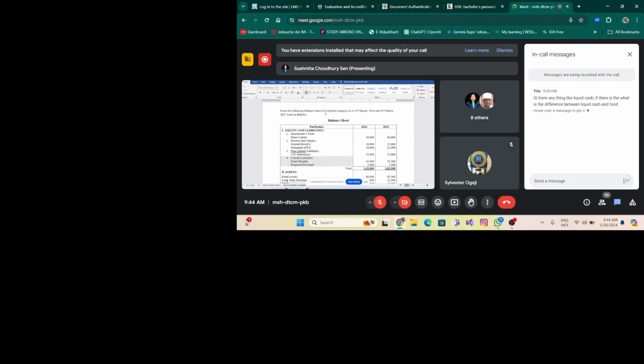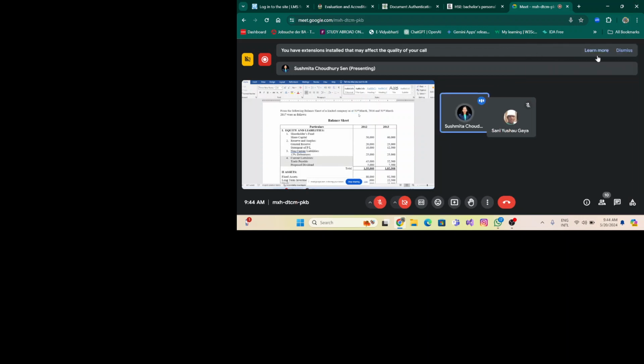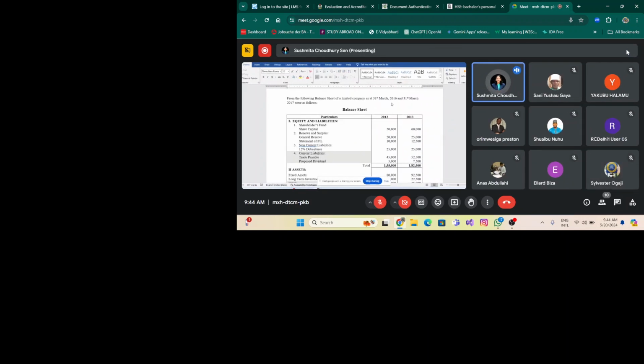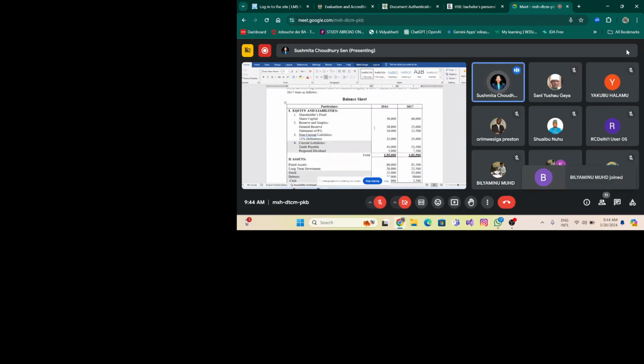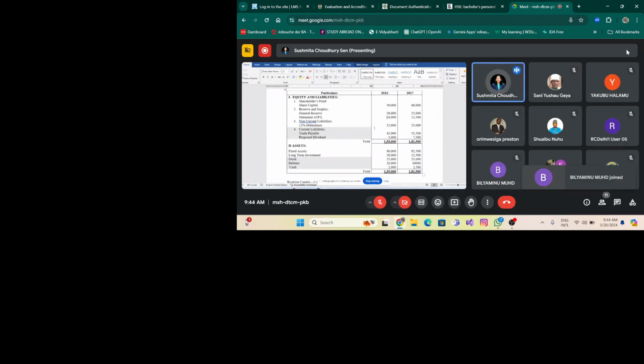From the following balance sheet of a limited company as at 31st March 2016... Oh, sorry, this is going to be a misprint. It is 16 and 17, sorry. That must be a typing error. So, from the following balance sheet of a limited company as at 31st March 2016 and 2017 were as follows. And this is the balance sheet.